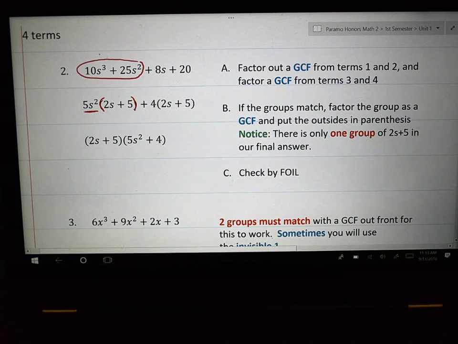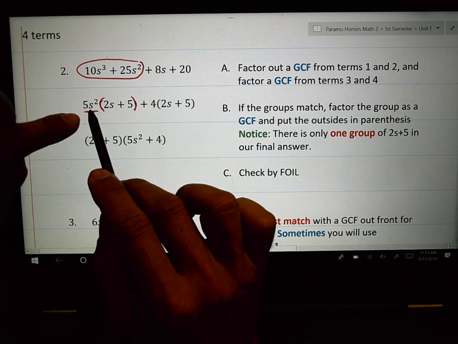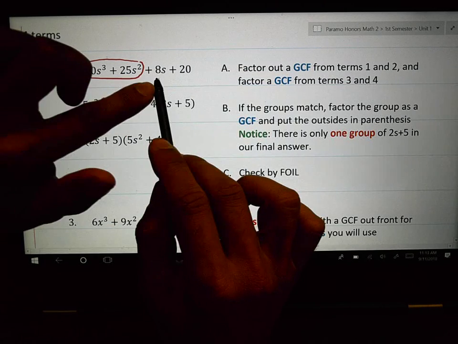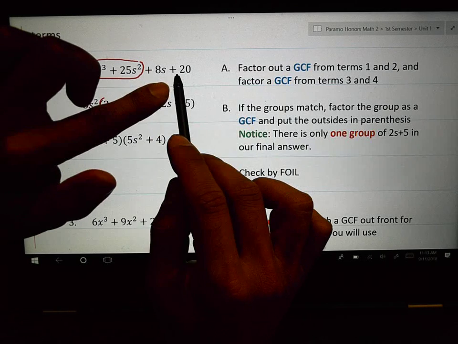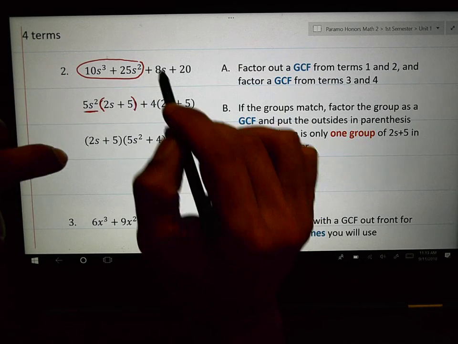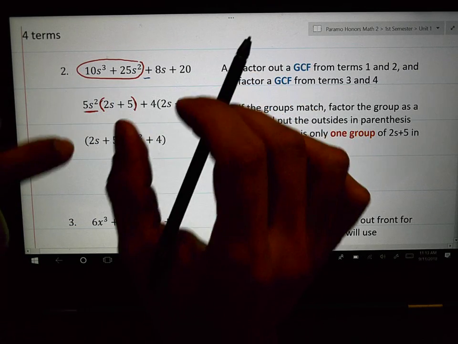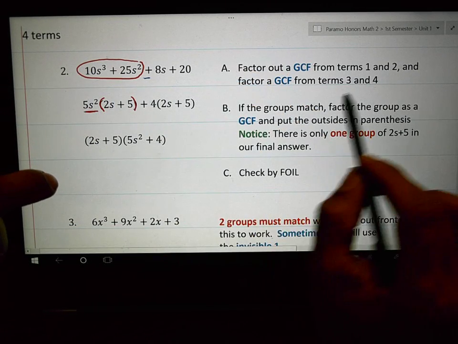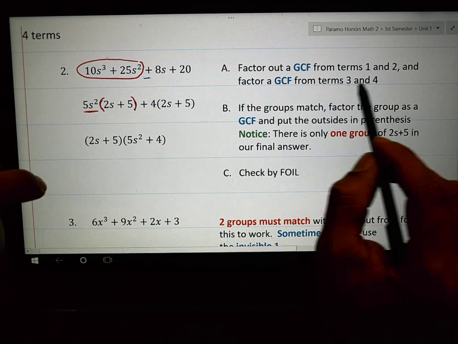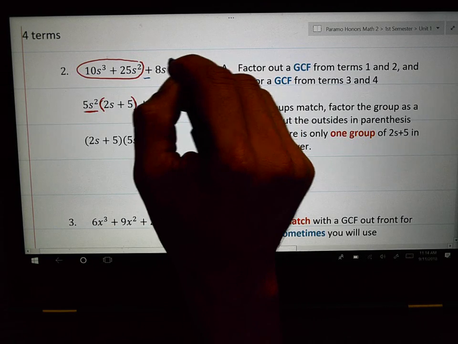Now what I want you to understand is we've only factored out this thing from this red group, and what we're doing to that red group is we're adding an 8s and we're adding a 20. It's still addition. It's still addition. I want to make sure you understand we're still putting things together with it. It's not multiplication. Now what we're going to do is factor out a GCF from terms 3 and 4. It is still addition. Here's 3 and 4.